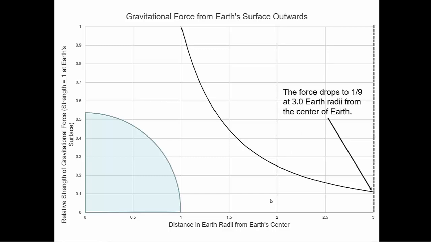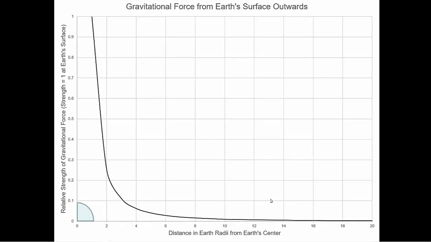It drops to 1/9 of its value at 3.0 Earth radii. Okay, so at double the radius, it drops to 1/4. At triple the radius, it drops to 1/9. At 4 times the radius, it had dropped to 1/16, and so forth. Now we'll go even farther out here.